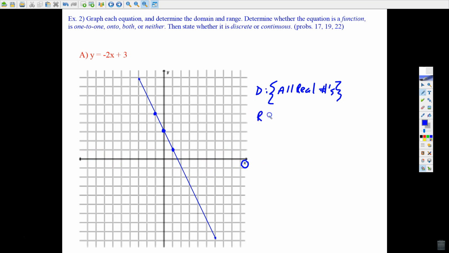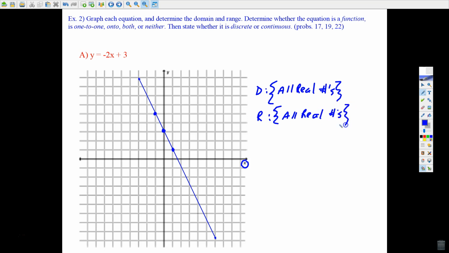Okay, so for range, now you're thinking up and down. Will it continue to go up forever, and will it continue to go down forever? And the answer is yes, it will in both cases. So not only will every single real number be involved in the x coordinates on this line, it will also involve every single real number as y coordinates. So we'll describe the range in the same way. It's going to be all real numbers.